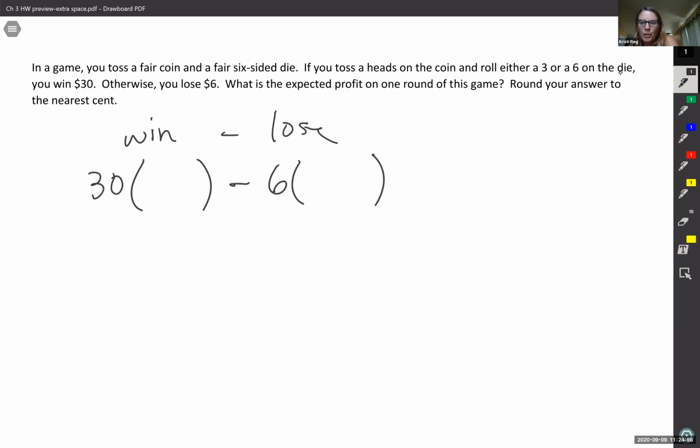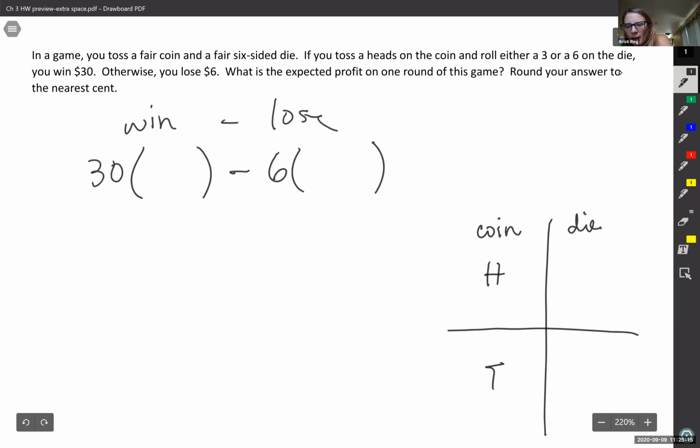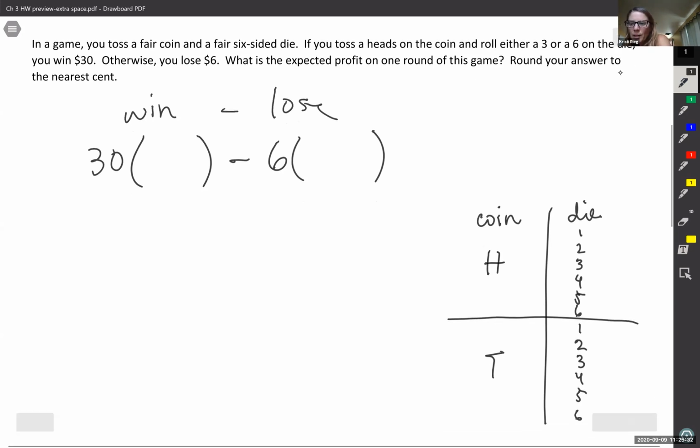All right, so let's just go over here for a second. We have our coin and we have our die. I'm just going to make a little table here. The coin can be either heads or tails, and for the die we can have 1, 2, 3, 4, 5, 6. I could get heads and a 1, heads and a 2, heads and a 3, and so forth, or I could get tails and a 1, tails and a 2, tails and a 3, 4, 5, and 6. And it says heads and 3, so that would be this one.